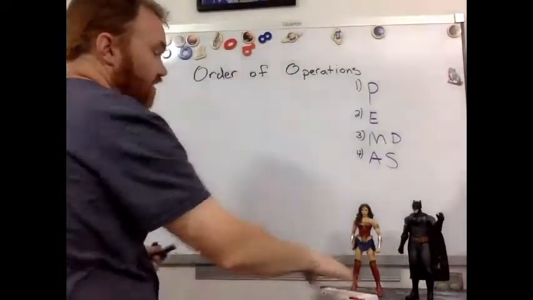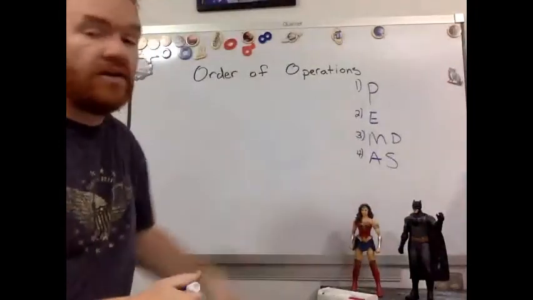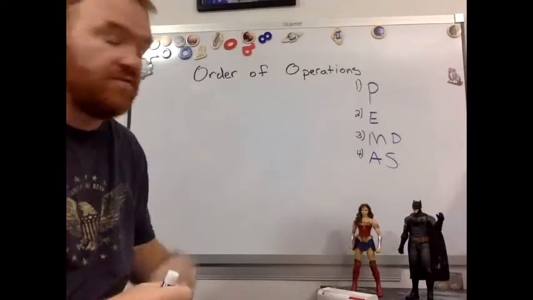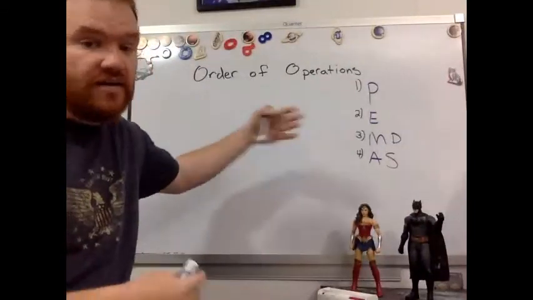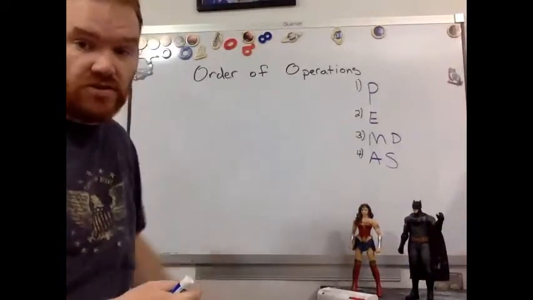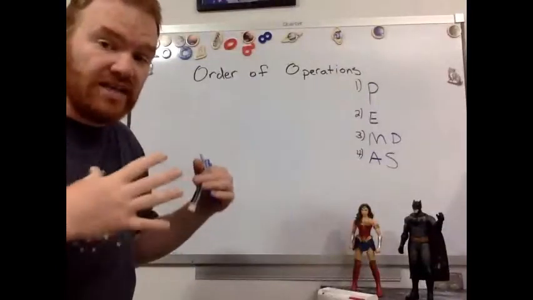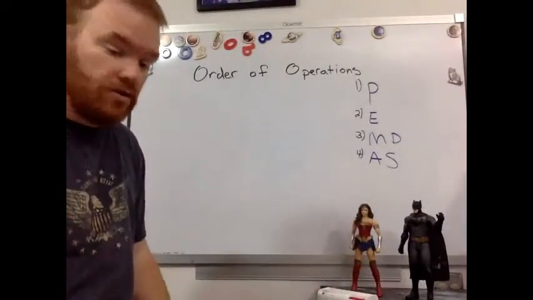And the same thing goes for add and subtract. Step 4, add or subtract, whichever comes first. If, going from left to right, subtraction comes first, then adding, we're going to do the subtraction first. So think of multiplying and dividing, and adding and subtracting, as their own steps. Whichever occurs first, that's what you're going to do.